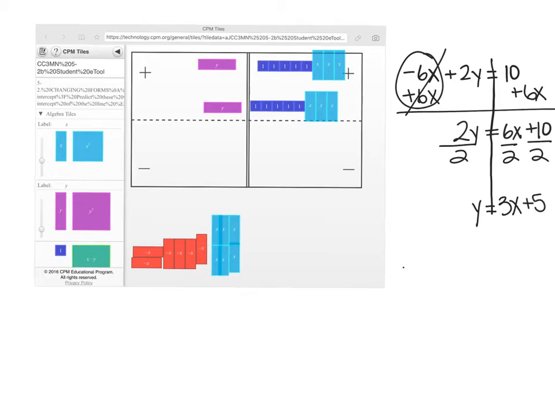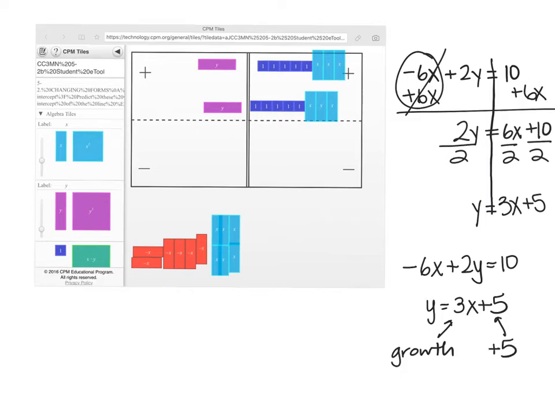So in other words, the equation negative 6x plus 2y equals 10 is the same as y equals 3x plus 5 when the equation is written in y equals mx plus b form. And what this tells me is that the growth in this equation is positive 3, and the starting value, or the y-intercept, is positive 5.